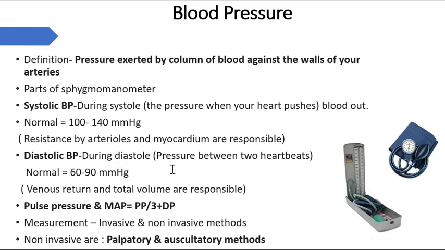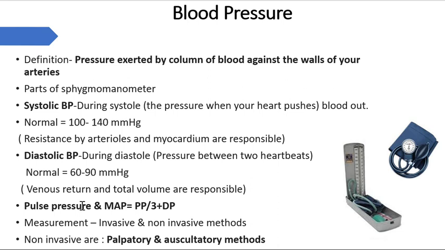Diastolic BP is the pressure during the diastole phase, between two heartbeats. The resting phase blood pressure is diastolic BP. The normal value is 60 to 90 mmHg, and what decides it is the venous return and total blood volume. The higher the venous return, the higher the filling of the heart, and the higher the diastolic BP.